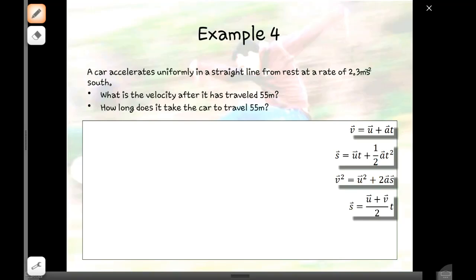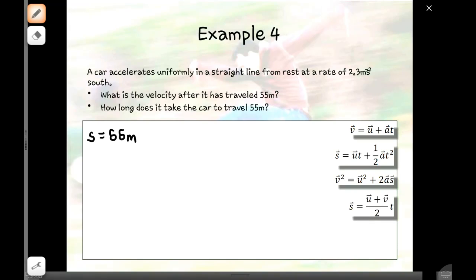So the problem states that a car accelerates uniformly in a straight line from rest at a rate of 2.3 meters per second squared south. What is the velocity after it has traveled 55 meters? Well, if I follow this through and pick out all of the knowns, this 55 has this little m next to it. That tells me that that is going to be a displacement. So S equals 55 meters.